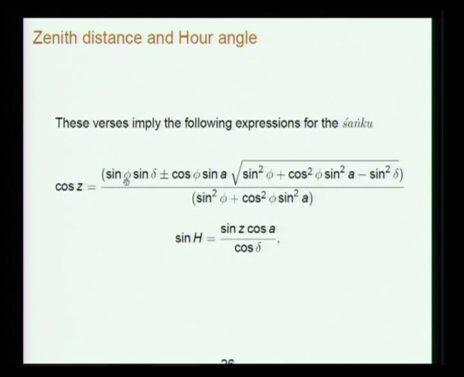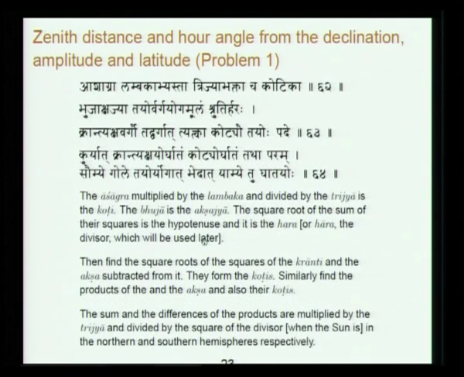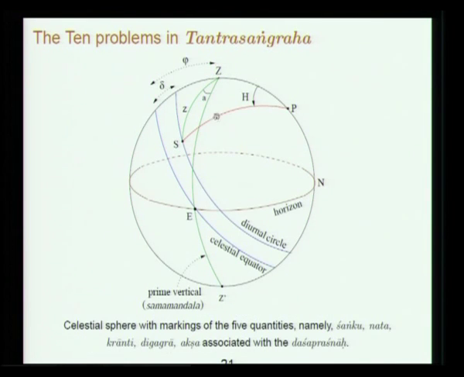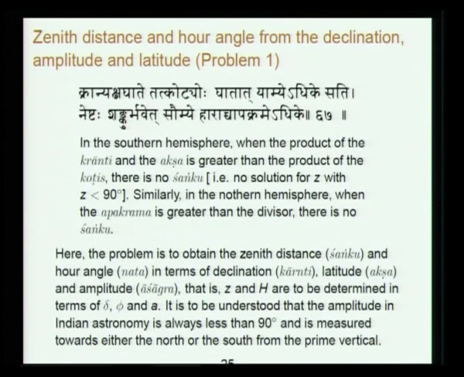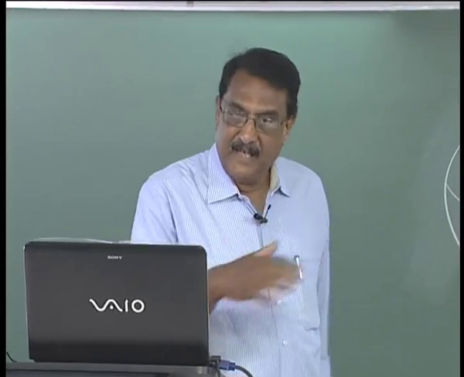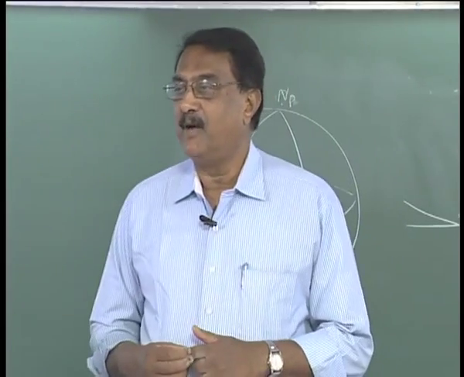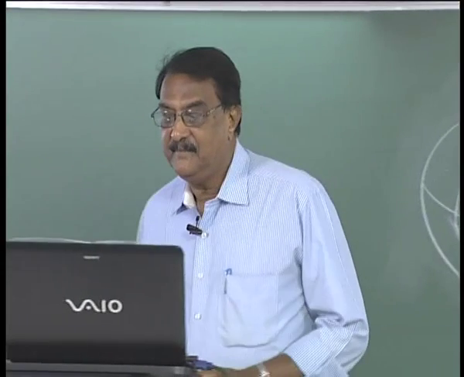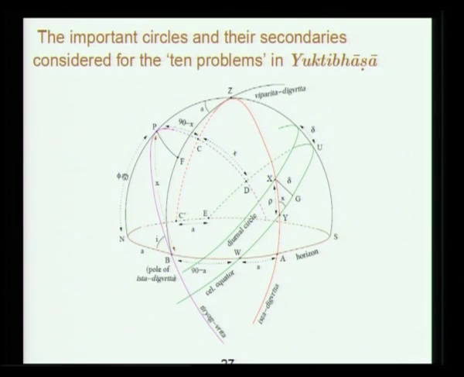So phi, delta and a are given, and z and h are determined in terms of these. Once you determine z, you can find out h. So what is given? A is given, the declination is given, the latitude of the place is given. What are you determining? You are finding the zenith distance, or the altitude, which is 90 minus that, and the hour angle. Neelakanta gives only the results. Similarly he will give explicit results for all the 10 problems, and Yukti Bhasha gives the proof of these things.